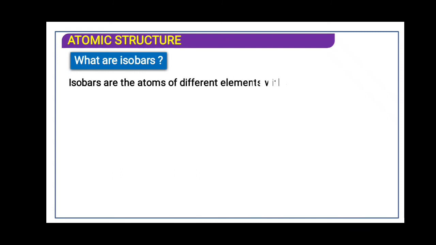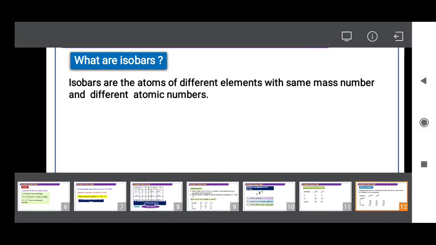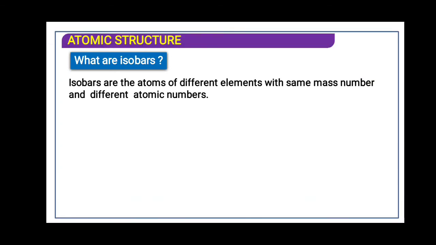In a college, students have different roll numbers, but two or three students may have the same weight, same mass. So isobars are atoms of different elements with the same mass number and different atomic number. If there is a different atomic number, what changes? The element changes.